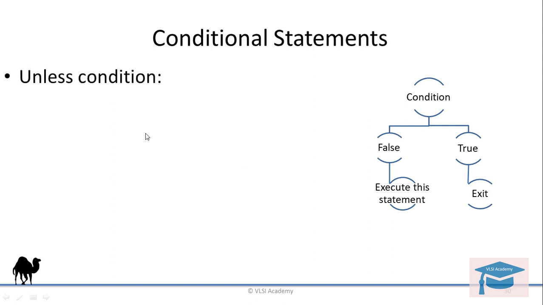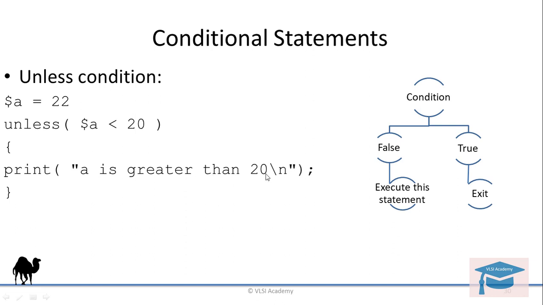So let's say you have a variable 22. For example, if you want to put an unless condition with this condition, that variable lesser than 20, and you put the condition to print this statement, it will evaluate this, and 22 is lesser than 20, this is false, so it will go inside it and it will print. And if it is true then it will not go inside it. So strictly speaking, it is actually an if along with a not statement. So it will evaluate to false, and if it is false then it will go inside.